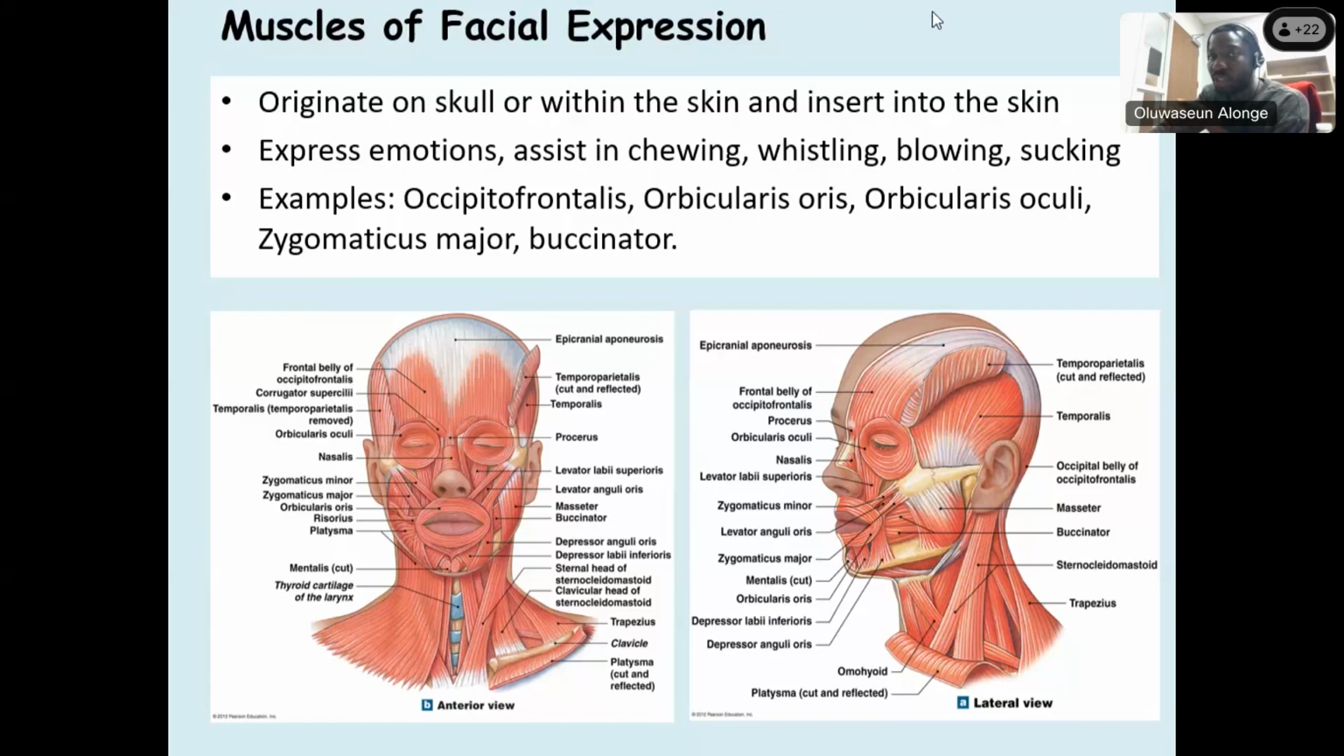In this case, muscles of facial expression are the muscles that are responsible for what happens on your face. So think about it. There's a muscle here that begins from here, from the occipital bone, and continues to the frontal bone.